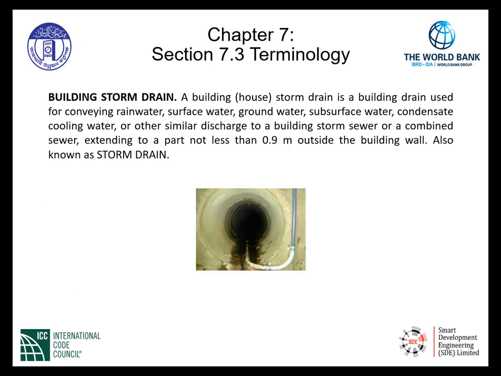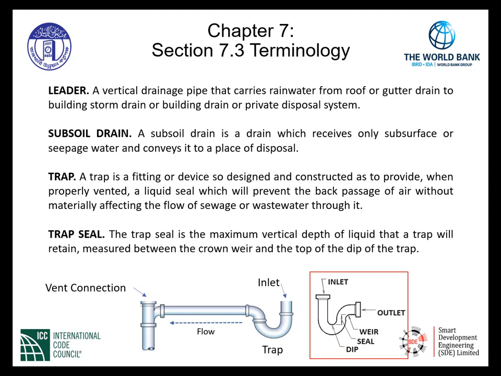Building storm drain. A building storm drain is a building drain used for conveying rainwater, surface water, groundwater, subsurface water, condensate, cooling water, or other similar discharge to a building storm sewer or a combined sewer, extending to a part not less than 0.9 meters outside the building wall, also known as a storm drain.